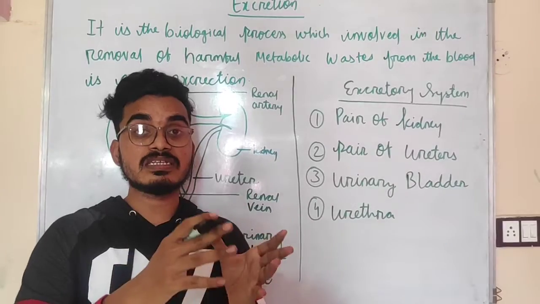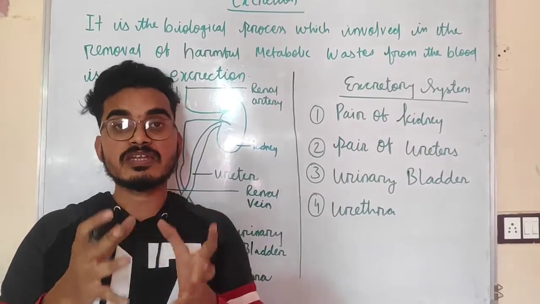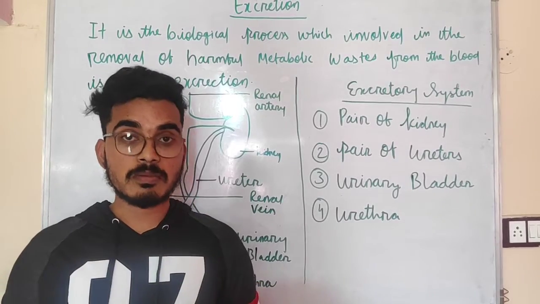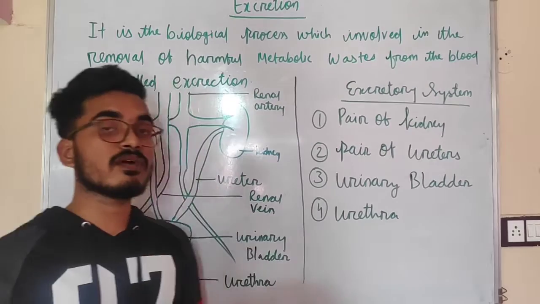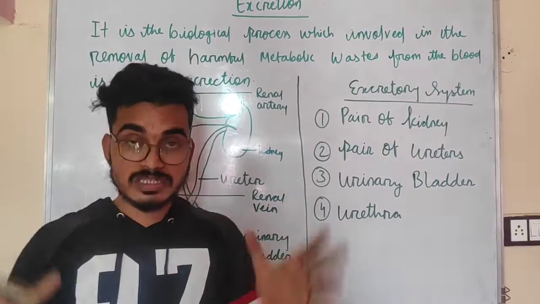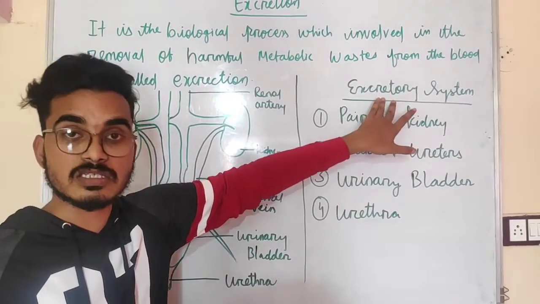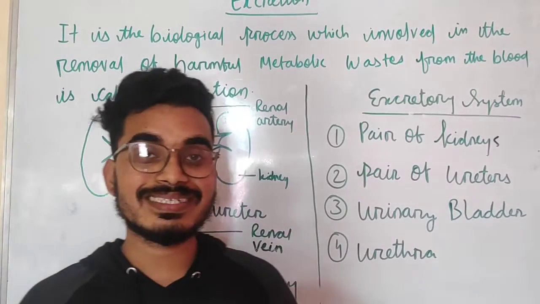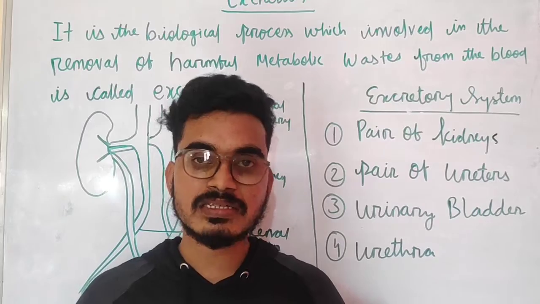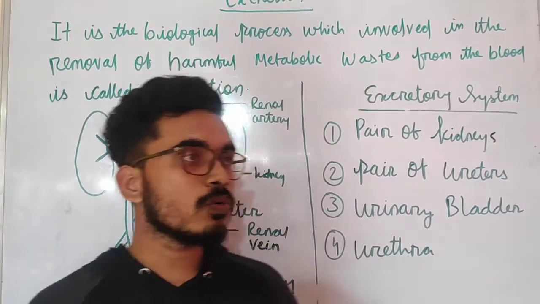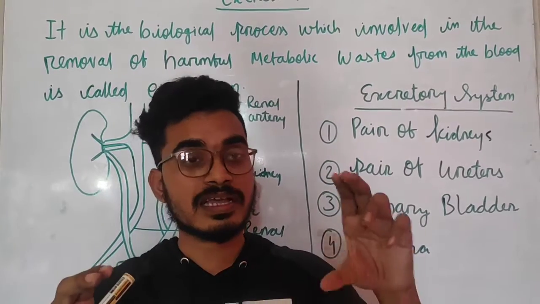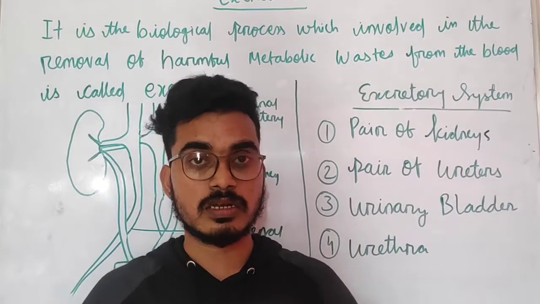That waste is removed by a set of specified organs in the human body. That whole set of organs, this whole system, is called the excretory system. Now let us understand the basic difference between excretion and ejection. Many of you may have a doubt between excretion and ejection, right?